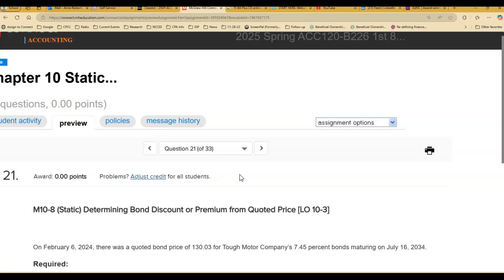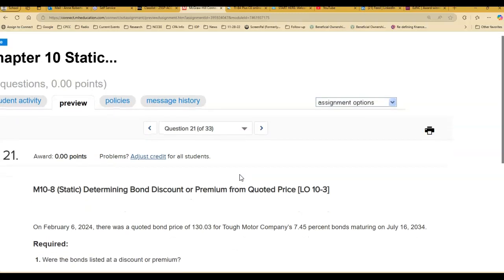Okay? What's probably happened is since Tough Motor Company issued that 7.45% bond, have interest rates gone up or down? Down, like probably pretty significantly, if people are willing to pay 30% more for the face value of the bond than its stated rate. And then it's going to mature on July 16th of 2034. All right?